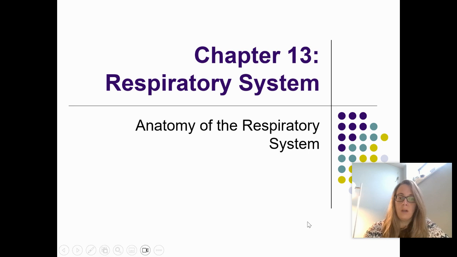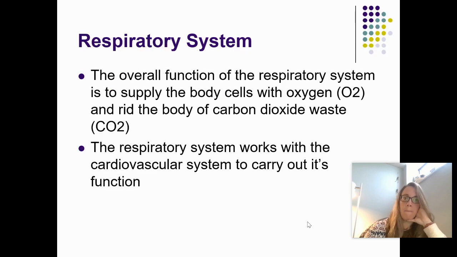So we are going to do chapter 13 notes part 1, which is introductory to the respiratory system and respiratory anatomy. All right, so what is the overall function of the respiratory system? Well, why do we need to get oxygen in the body, and why do we need to get carbon dioxide out of the body? Well, we need oxygen. Why? That's what I always want you to think about, is why do we need something?